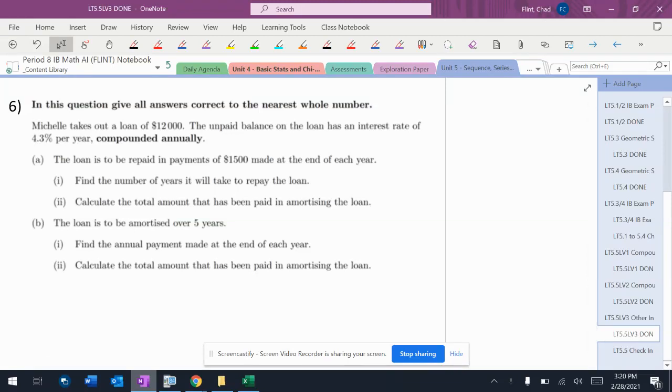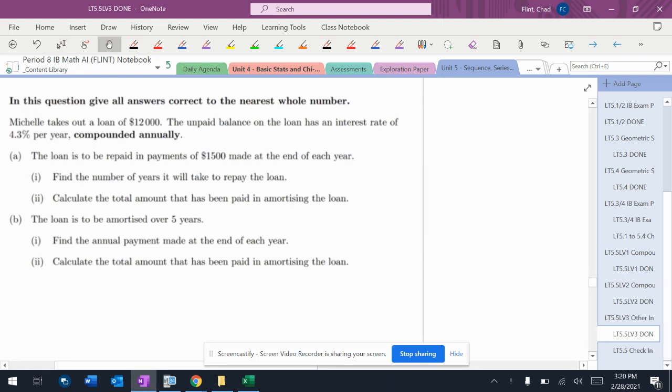So we've got Michelle taking out a loan of $12,000. The unpaid balance on the loan has an interest rate of 4.3% compounded annually, so once per year. The loan is going to be repaid in payments of $1,500 made at the end of each year. Find how many years it will take to repay the loan. Calculate the total amount that has been paid in amortizing the loan. So how much did you pay altogether?